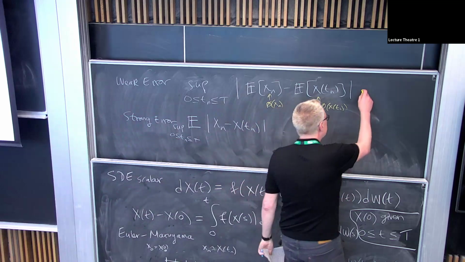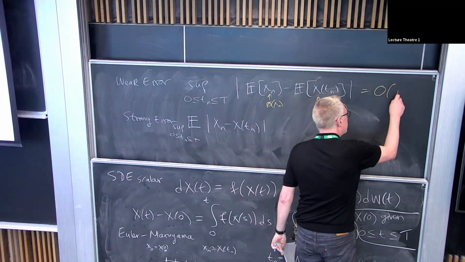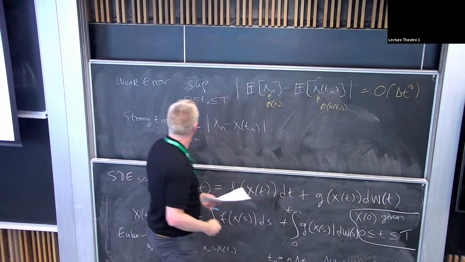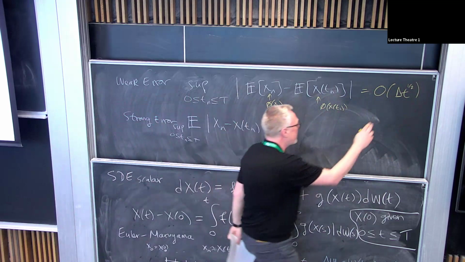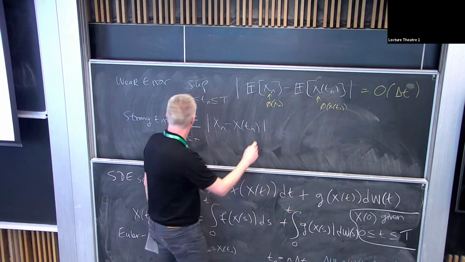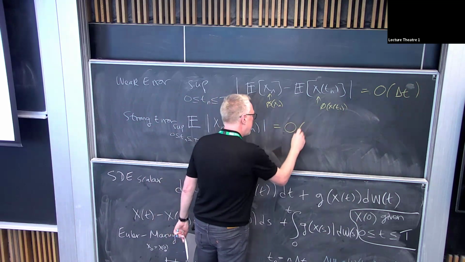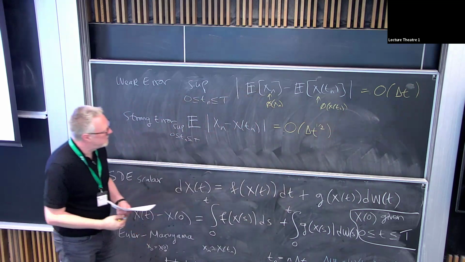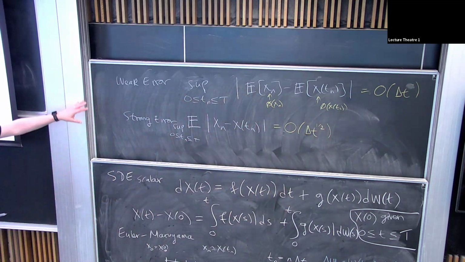And under appropriate conditions, you can show that the weak error is order 1, so that behaves like delta t, and the strong error only behaves like delta t to the half. So there's a genuine difference between these two quantities in terms of how they behave. Of course, we'd like these to go to 0 as we put more work in, as we take delta t smaller.